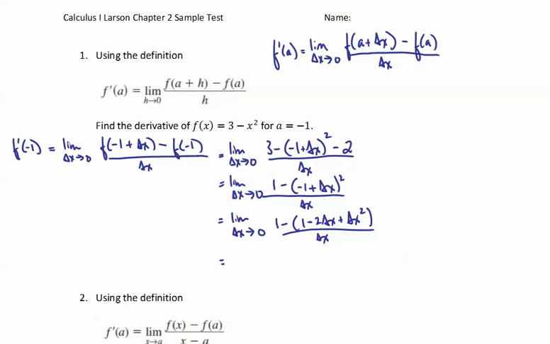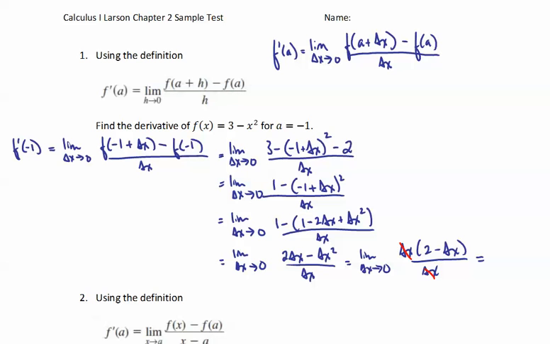Now, when we simplify this, we'll have limit as delta x approaches 0. 1 minus 1 goes away. Minus negative 2 delta x becomes 2 delta x, and then we'd have minus positive delta x squared, or minus delta x squared, over delta x. We can cancel delta x's and we'll end up with limit as delta x approaches 0. We'll factor out that delta x in the numerator: 2 minus delta x all over delta x. We cancel the delta x factors, plug in delta x equals 0, and we end up with the limit is equal to 2.